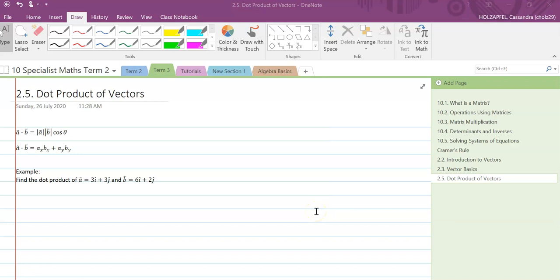Today we're going to be looking at the dot product of vectors. So we have to be really careful when we're dealing with this because there are two different ways that we can do multiplication of vectors. So the first way, with the dot product, we actually end up with a scalar value, so a single value output. And the reason that we might calculate something like this is for two reasons.